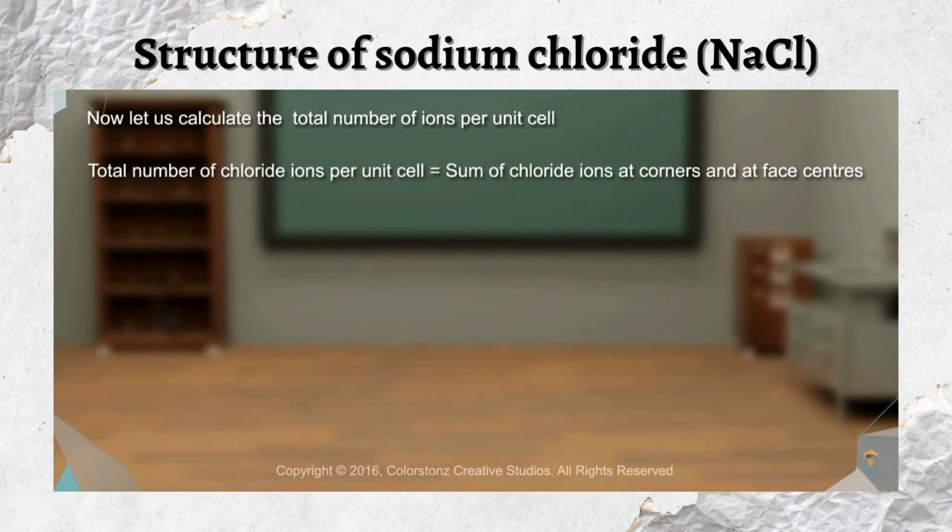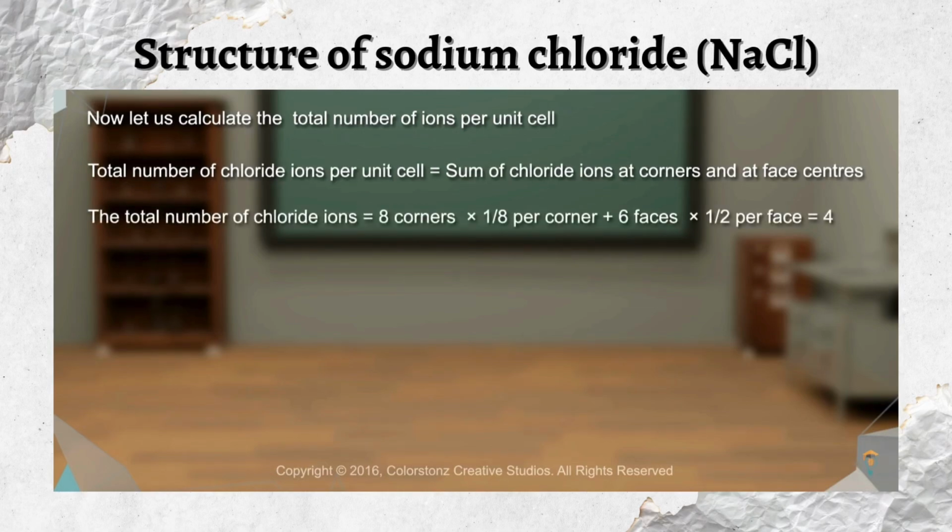Total number of chloride ions per unit cell is equal to the sum of chloride ions at the corners and at face centers. The total number of chloride ions is equal to 8 corners multiplied by 1/8 per corner plus 6 faces multiplied by 1/2 per face, which equals 4.